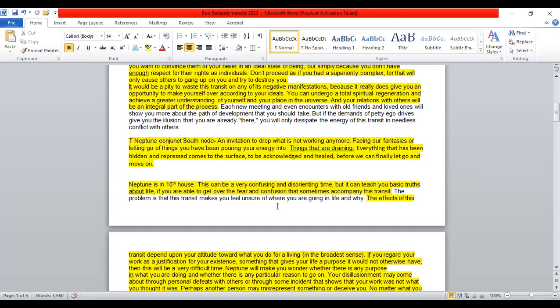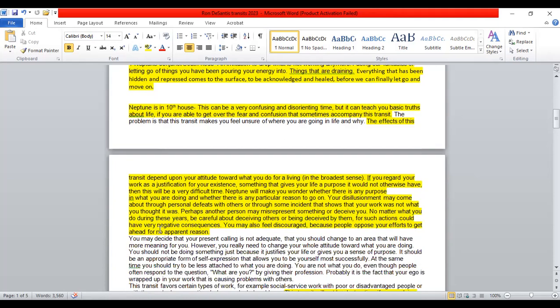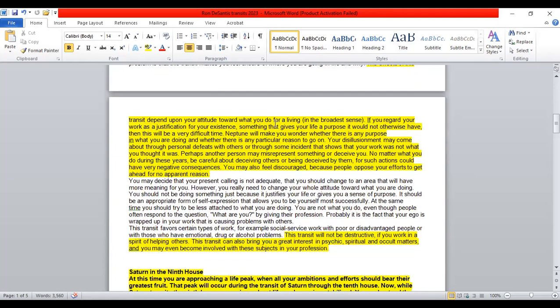Neptune in the 10th house, this can be a very confusing and disorienting time, but it can teach you basic truths about life if you're able to get over the fear and confusion that sometimes accompany this transit. The effects of this transit depend on your attitude toward what you do for a living in the broadest sense. If you regard your work as a justification for your existence, something that gives your life a purpose it would not otherwise have, then this would be a difficult time. Neptune will make you wonder whether there is any purpose in what you are doing and whether there is any particular reason to go on.